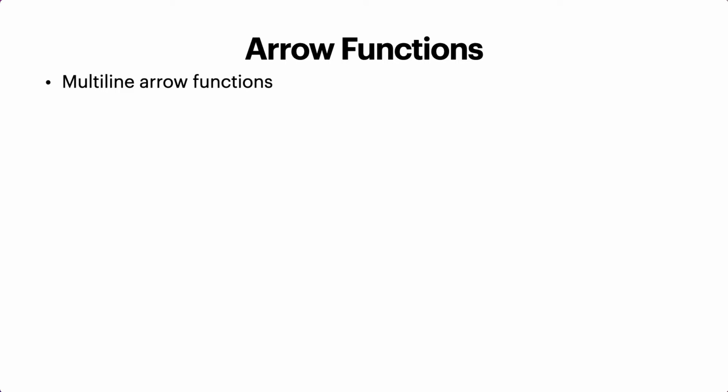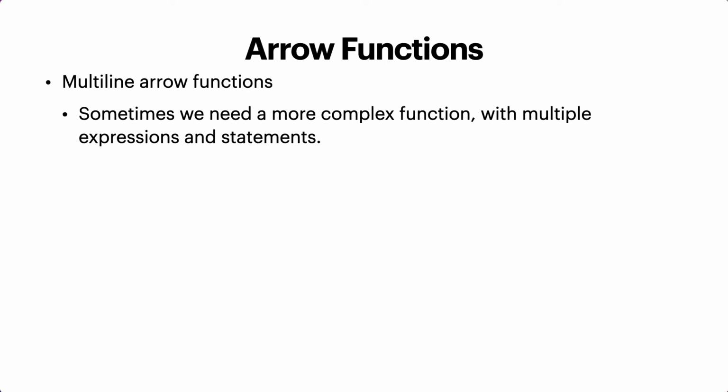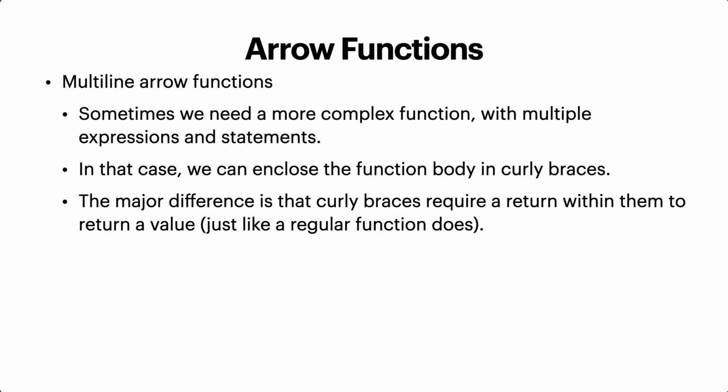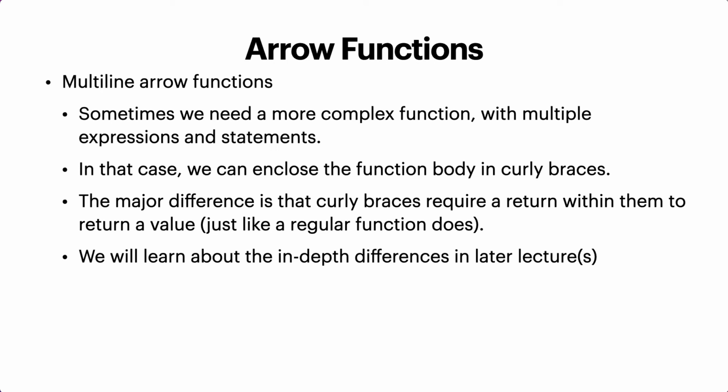Multi-line arrow functions. Sometimes we need a more complex function with multiple expressions and statements. In that case, we can enclose the function body in curly braces that we just talked about. The major difference is that curly braces require a return within them to return a value, just like a regular function does. We will learn about it in depth, and the differences, in later lectures as well. There are some more core differences between a regular function and these arrow functions, so we will learn about that in the upcoming lectures.